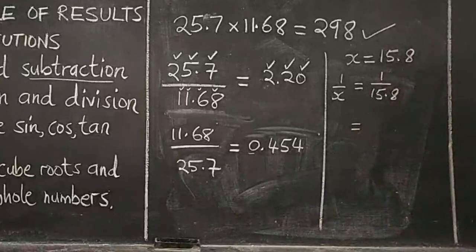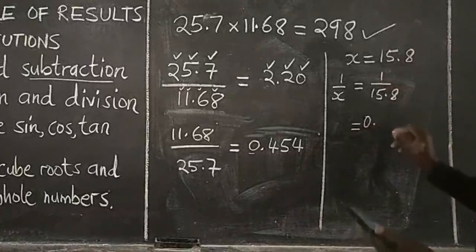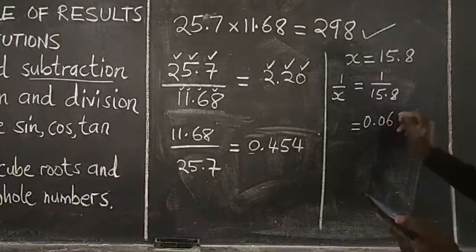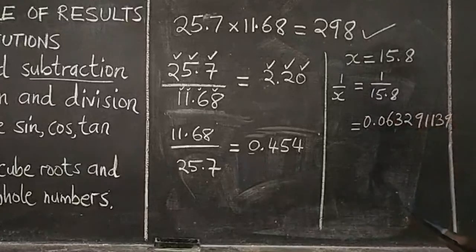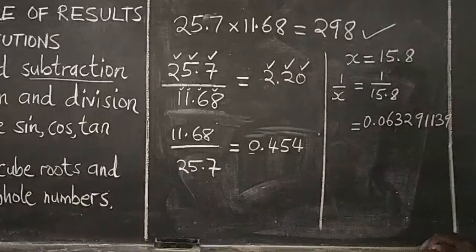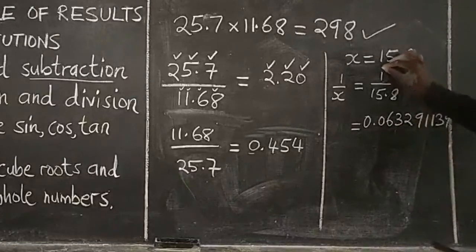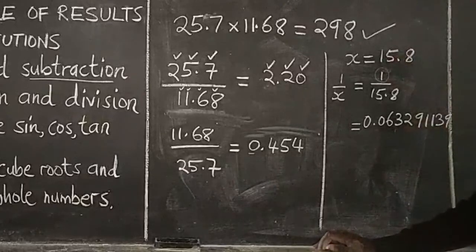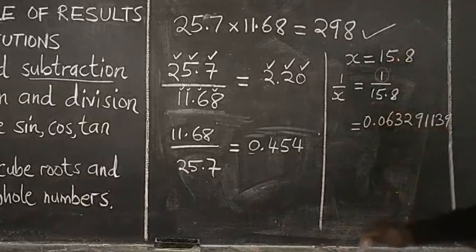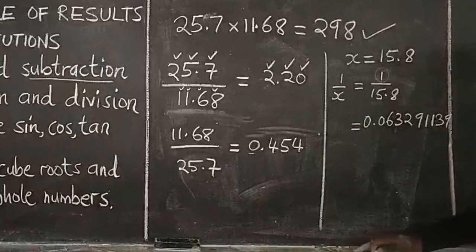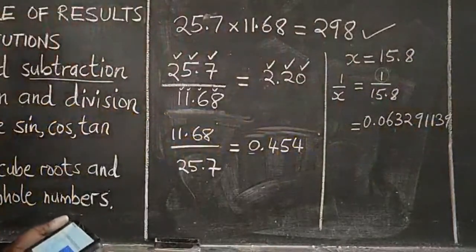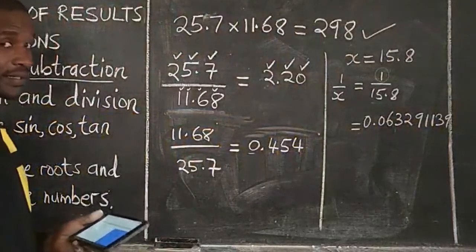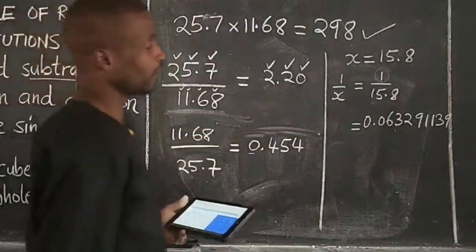1 over 15.8, the calculator gives me 0.0632911139 and so on. What are we going to write? Remember, now someone will say, teacher, 1 has 1 significant figure and 15.8 has 3 significant figures, so we are going to write to 1 significant figure. Nope, not really. So can we write this to 3 significant figures? Why do we say we should write to 3 significant figures?